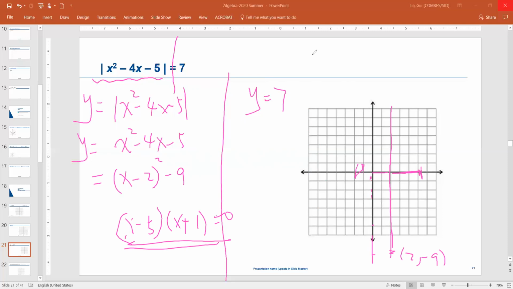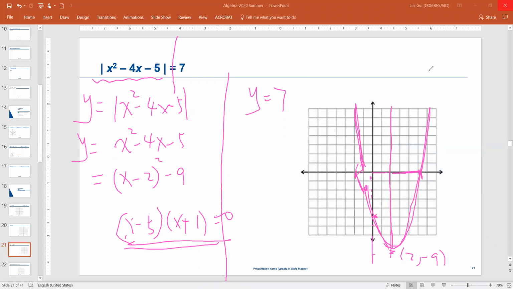What about the y-intercept? -5. -5 should be right here. So you can graph it like this. Of course, you need to go across the vertex part. I don't know what's going on here. I cannot graph it. So after the absolute value, it means free.